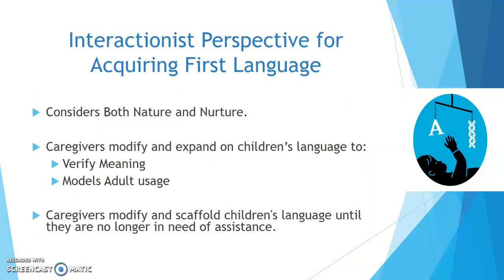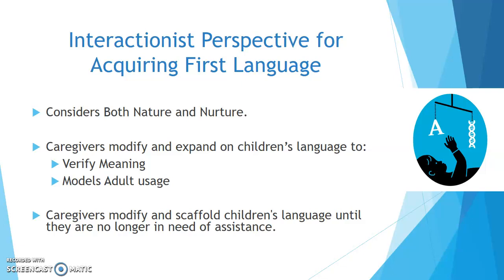Now, the interactionist perspective for acquiring a first language is what the SLA theory is based off of. The interactionist perspective of first language acquisition is based off of many theories that came prior to it. So prior to the interactionist theory, generally language acquisition was either attributed to nature or nurture.